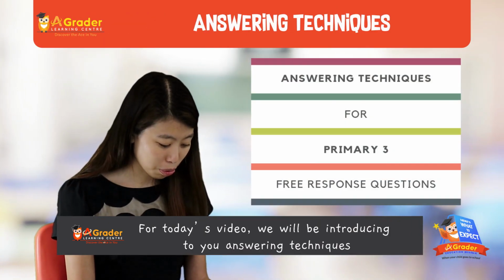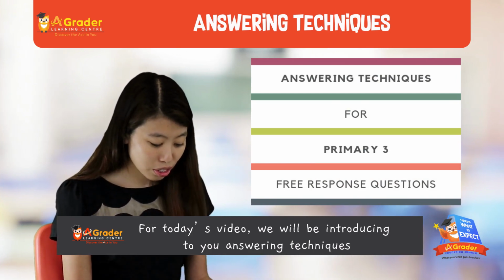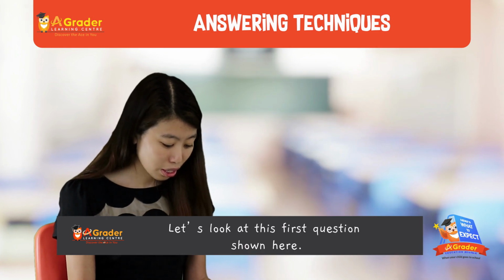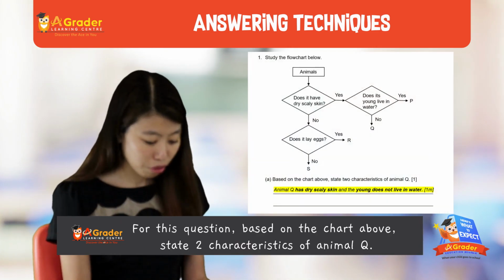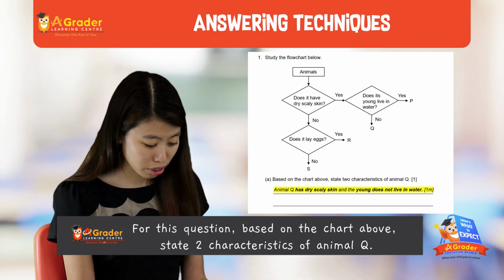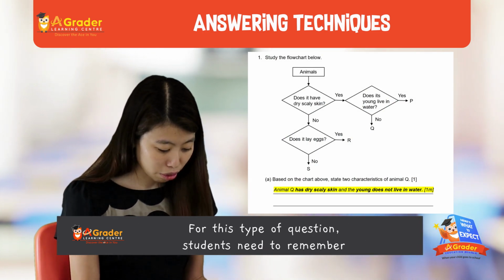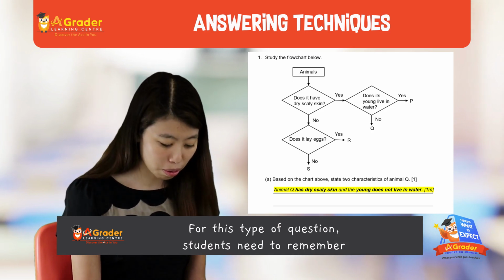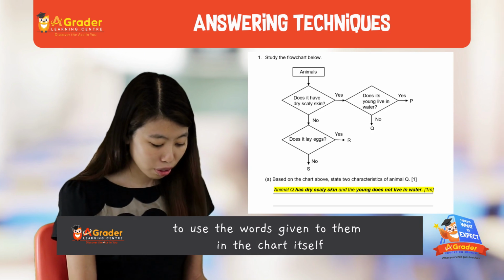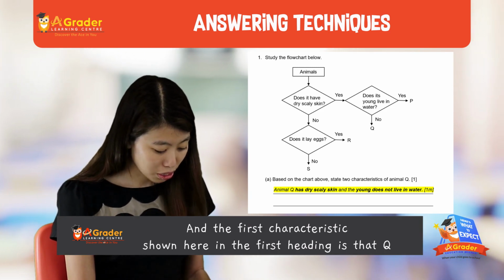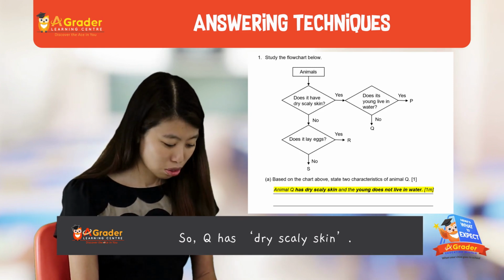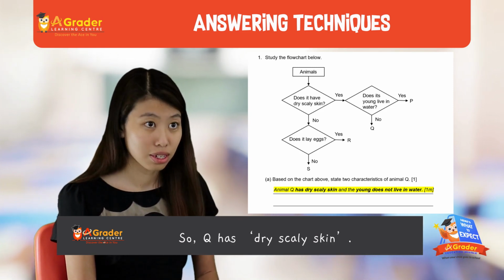Okay, for today's video, we will be introducing answering techniques for common primary 3 free response questions. So let's look at this first question shown here. Based on the chart above, state 2 characteristics of animal Q. For this type of question, students need to remember to use the words given in the chart itself. The first characteristic, shown in the first heading, is that Q is under the category of yes. So Q has dry, scaly skin.